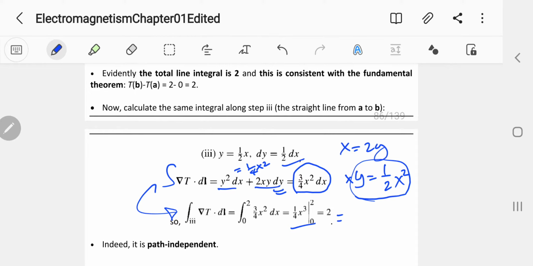So for any path, the path using the two segments and the path using a direct line from point A to B, the integral is constant, 2, and so therefore you have a path independent integral. So this gradient here is path independent.